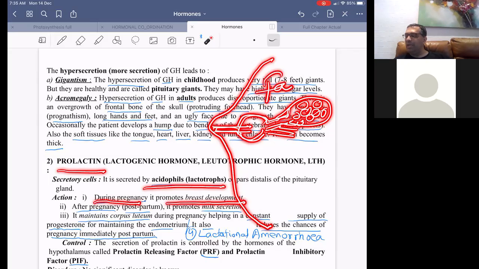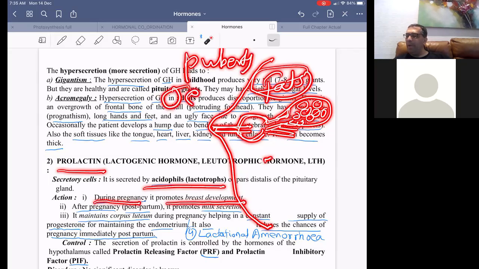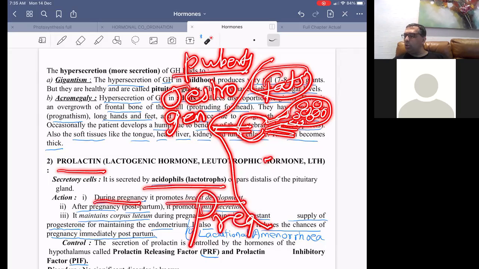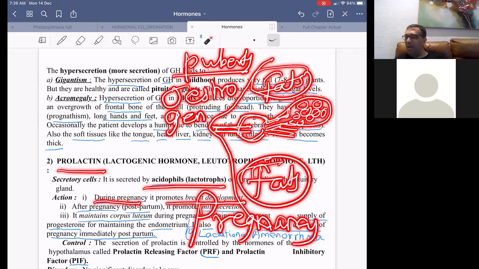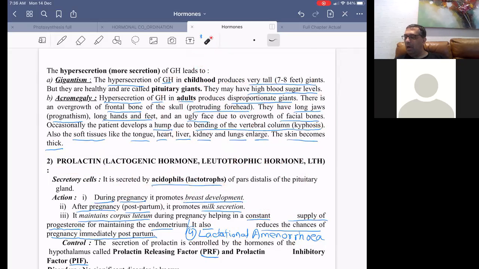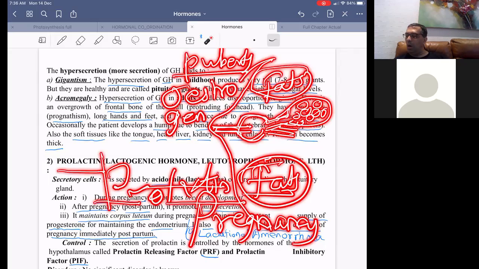And fats are deposited during puberty. Puberty में fats are deposited by estrogen, and estrogen से fats deposit होते हैं जिससे mammary gland का size बढ़ता है. That is at puberty. During pregnancy, lots of fats are deposited inside the mammary gland, and that is done by prolactin. Prolactin deposits fats in the mammary gland, and the breast will show a tremendous increase in size. So mammary gland का size बढ़ जाता है because of fats deposited by prolactin.